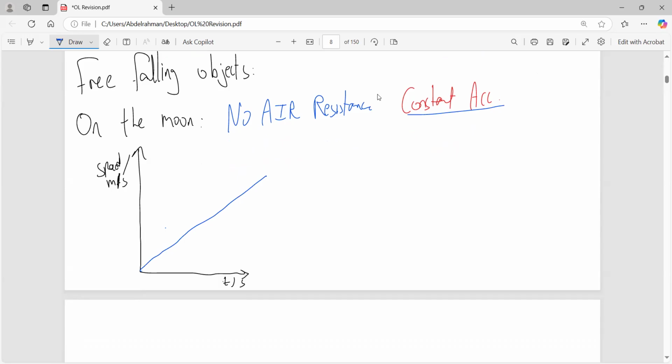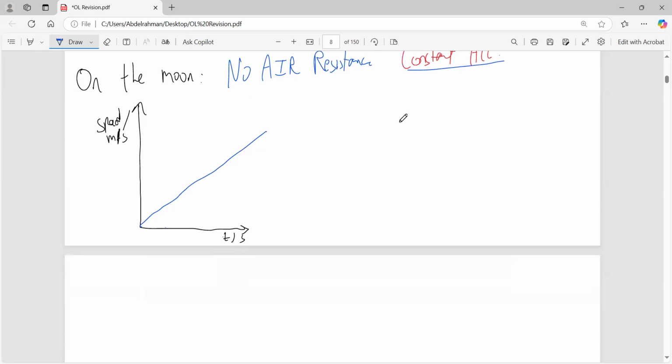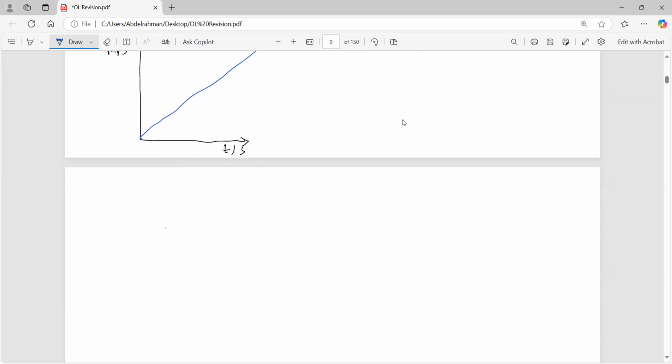On the moon, the acceleration is not 9.8 meters per second squared. No, definitely not. On the moon, it's about 1.6 meters per second squared. You're not required to memorize the number, but on the moon it will fall with a constant acceleration, because you do not have any air resistance. But on Earth it would be a lot different. Okay, what happens on Earth? Let's discuss.